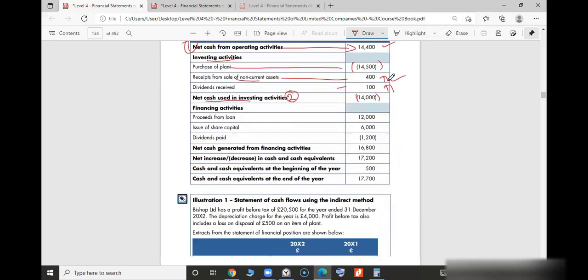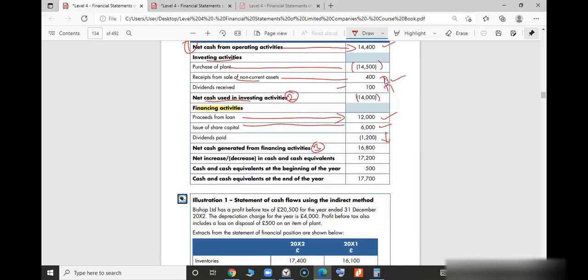That's your second part. Third part is about your financing activities. Proceeds from loan means you have taken finance, money taken from bank or investment, business angel, anybody. Issue of share capital, you issued some share capital, money up. Dividend paid, money down.